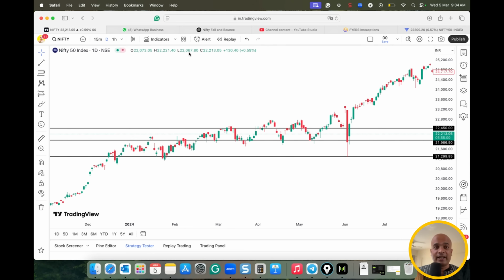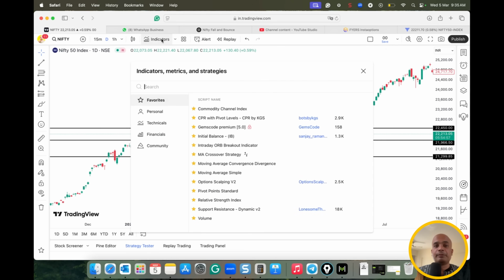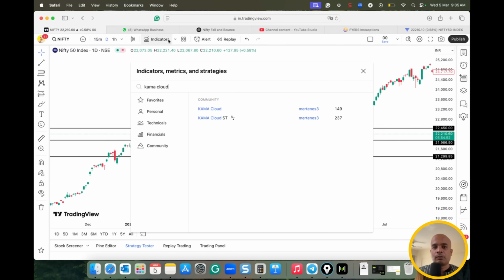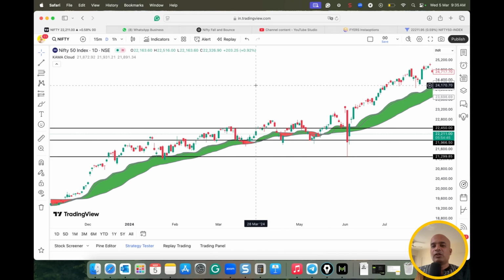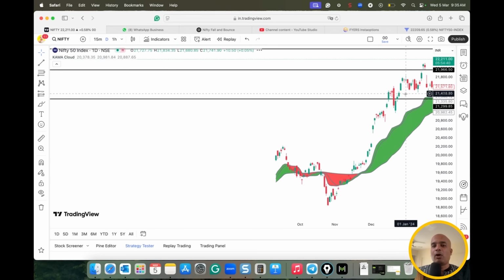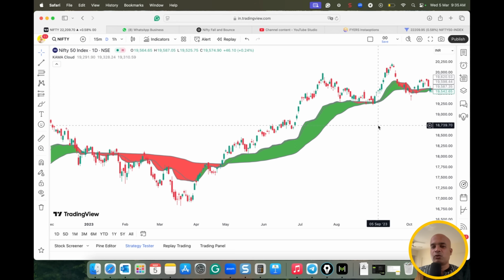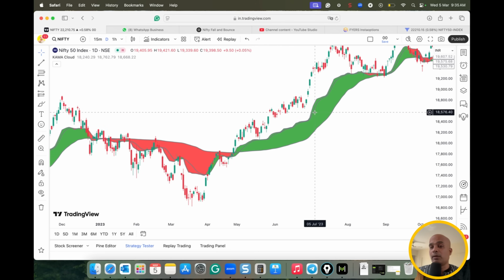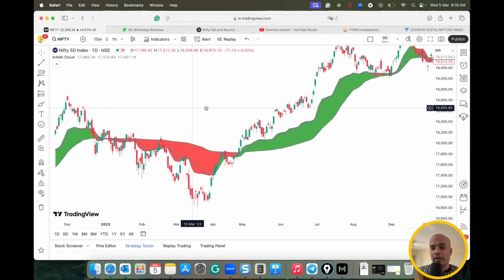Now the second indicator is Karma Cloud. I think this is by Mertens 3. So this indicator is very, very simple, friends. What it does is it plots, it's quite similar to the Super Trend indicator, but a little different. It plots the bullish trend in green color. It plots the bearish trend in red color. Okay, that is one thing.